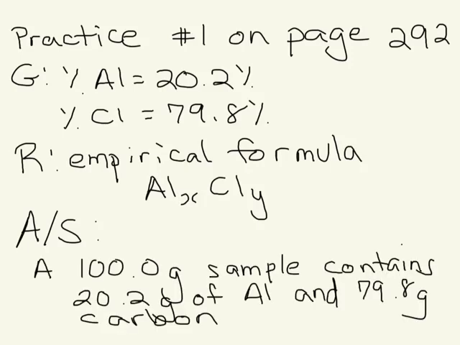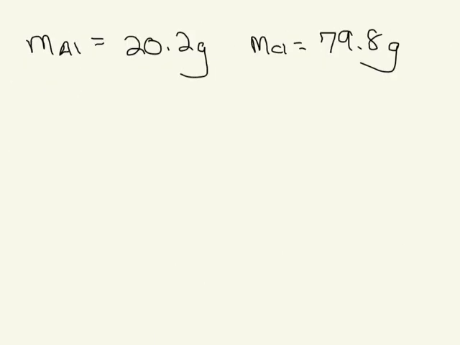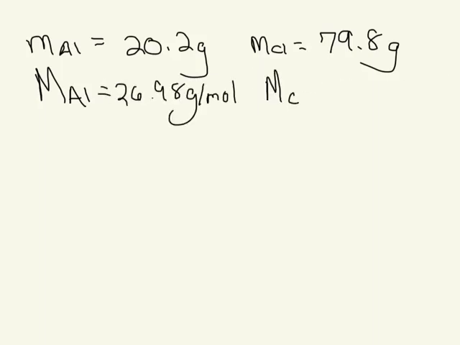So we're going to write this down as part of our solution. So here is the mass of the elements that make up this compound. Another piece of information is big M, the molar mass. We always seem to need that. So let's get the molar mass for each of these elements. The molar mass for aluminum is 26.98 grams per mole. The molar mass for chlorine is 35.45 grams per mole.